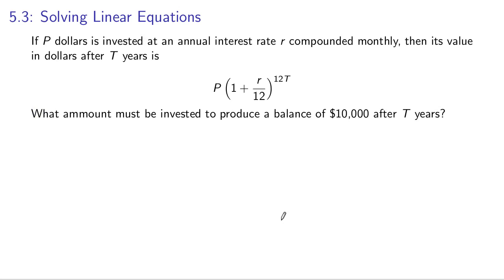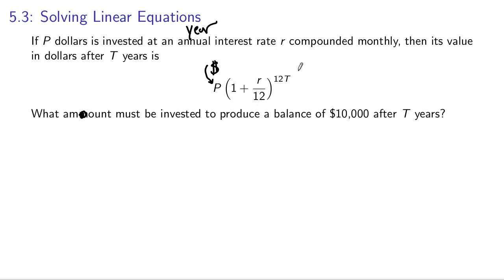Different example. If P dollars is invested at an annual interest rate, R, compounded monthly, then its value in dollars after T years is P times the quantity, 1 plus R over 12 to the 12T power. What amount, and sorry for the misspelling here, what amount must be invested to produce a balance of $10,000 after T years? Okay, we've got to unpack this. This is very complicated. So P is dollars. Okay, so we put dollars into an investment. Every year, we get out an annual rate. Annual means year, right?